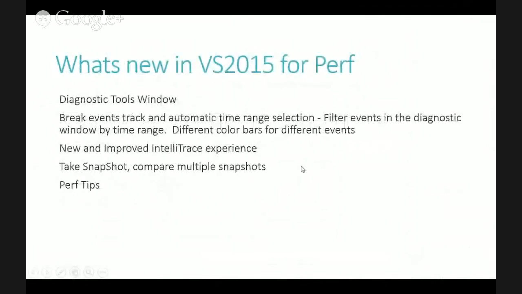All right, so what's new for Visual Studio in 2015 for Perf? There's a new diagnostics window. There's some helpful UI helpers, right? When you're looking at the diagnostics window, to help you understand when you're paused and when things are, maybe CPU is low because disk is high or something like that, right? There's some helpful indicators there.